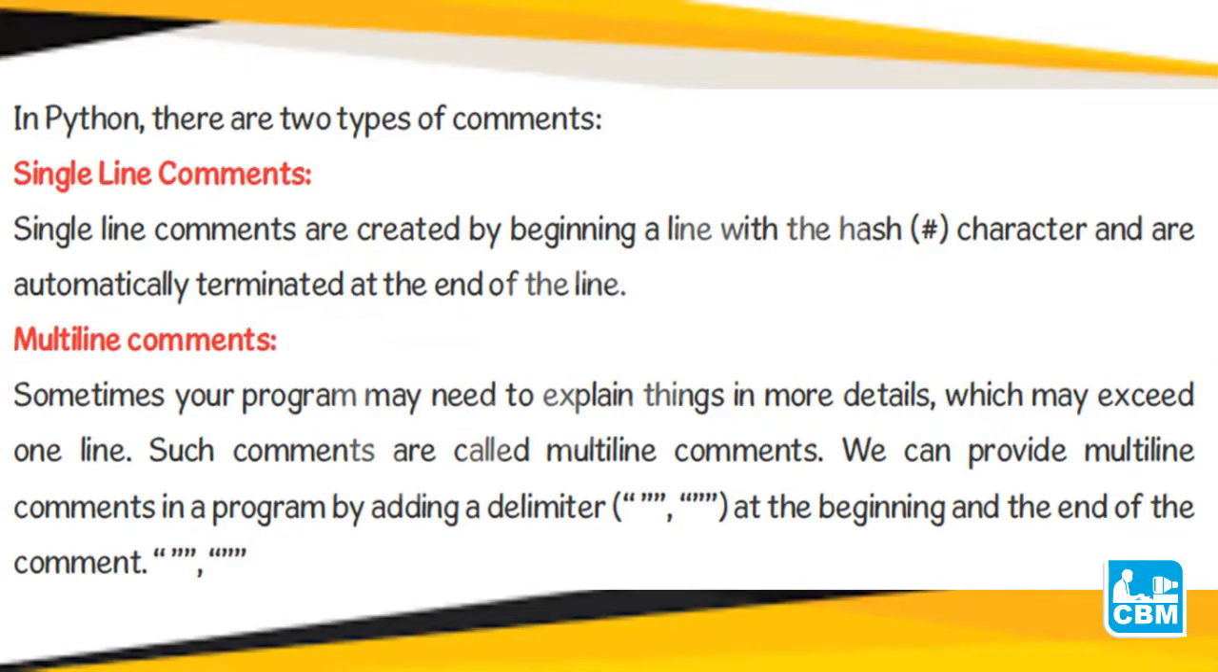One is the single line comment that is created at the beginning of the line with the hash character. The single line comments are automatically terminated at the end of the line. Another type of comment in Python is the multi-line comment.